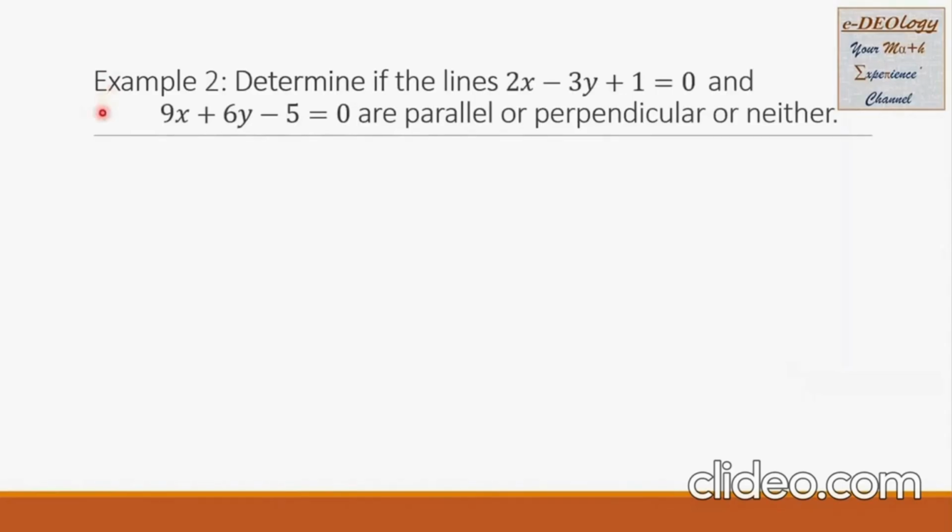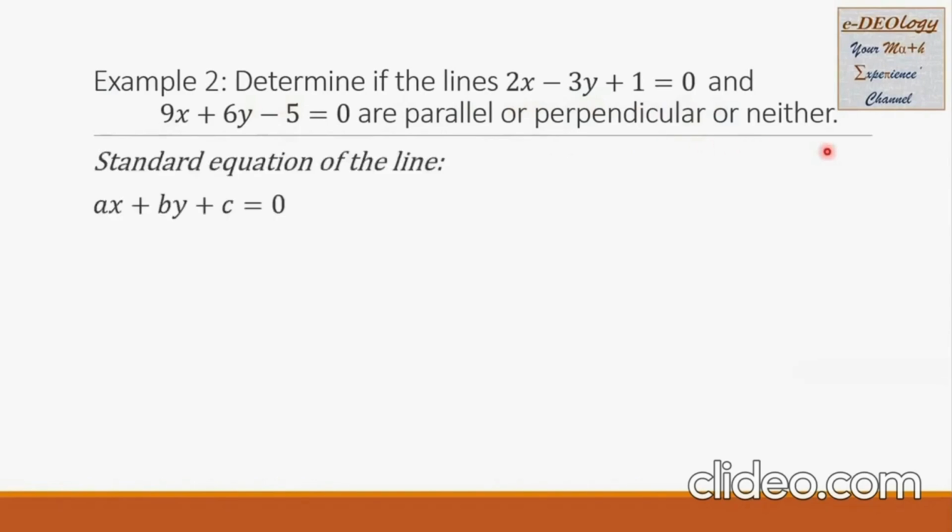Let us have example 2. Determine if the lines 2x minus 3y plus 1 equals 0 and 9x plus 6y minus 5 equals 0 are parallel or perpendicular or neither. First, I wrote here the standard equation of the line. Also, the slope formula is here.